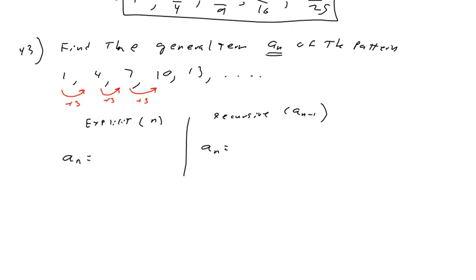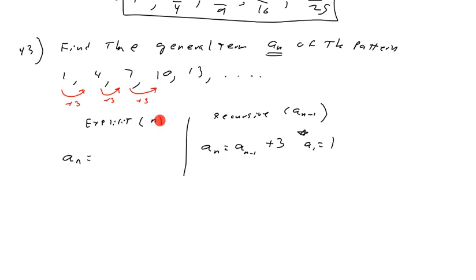Maybe we could do a sub n minus 1 plus 3. That would be the recursive formula, where a sub 1 is 1, where we start with our initial value. So that's a recursive formula. This just says take the previous number and add 3. Take the previous number, add 3.